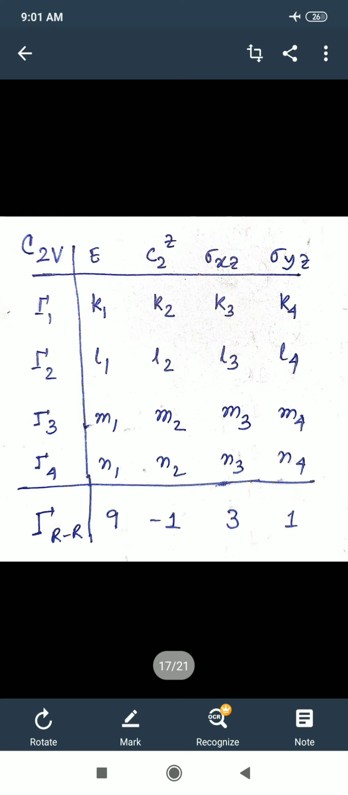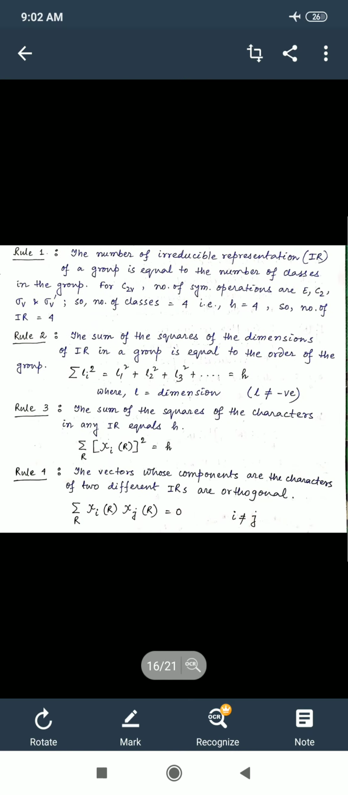I can take any other columns also. If I write K1 into M1 plus K2 into M2 plus K3 into M3 plus K4 into M4, that should be equal to 0 according to rule number 4. Or I can take L1 into M1 plus L2 into M2 plus L3 into M3 plus L4 into M4, that should be equal to 0. So that is our rule number 4. I have discussed mainly rules 1, 2, 3 and 4, which are very important to represent the irreducible representations and to form the character table.